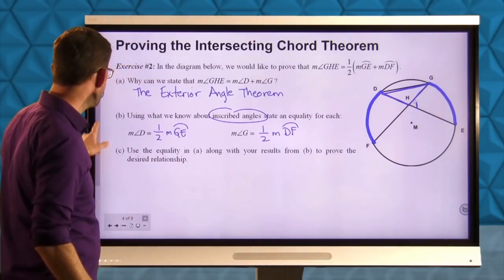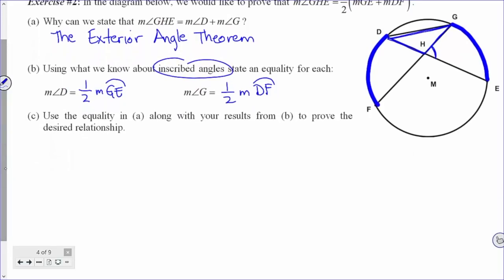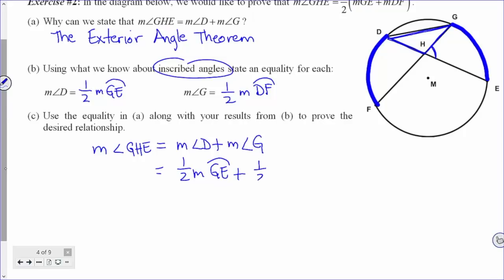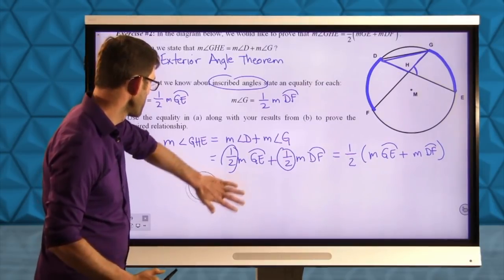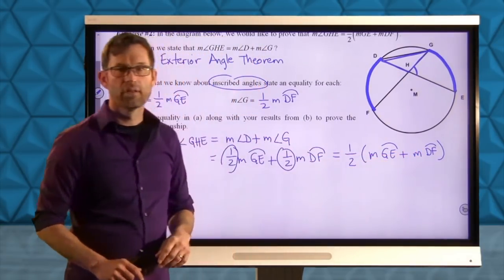All right. And now, letter C says use the equality in letter A along with your results from letter B to prove the theorem, right? Well, what did we see? We said in part A, the measure of angle GHE, which is what we're trying to figure out, is equal to the measure of angle D plus the measure of angle G. The measure of angle D is 1/2 the measure of GE. The measure of angle G is 1/2 the measure of arc DF. I can now factor a common factor of 1/2 out of both of those. Maybe we'll just put it right here. And we actually get what we're looking for. There it is. Right? The measure of that angle created by the two intersecting chords, which is GHE, is 1/2 of the measure of the arcs that it intersects.